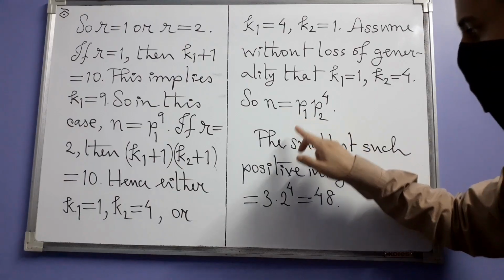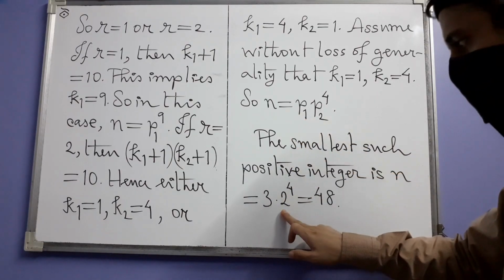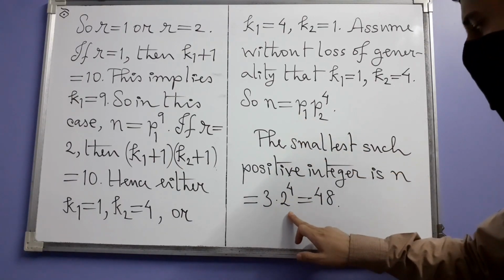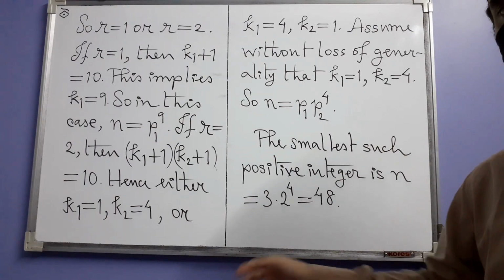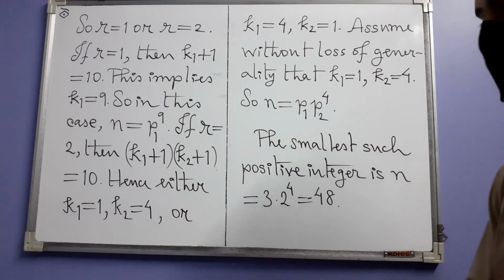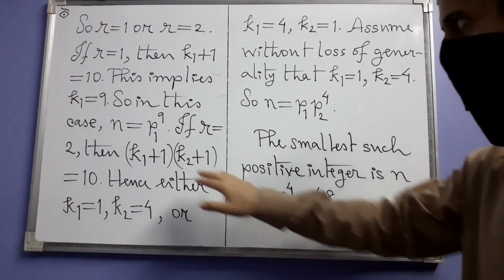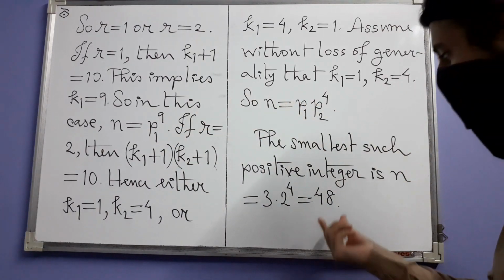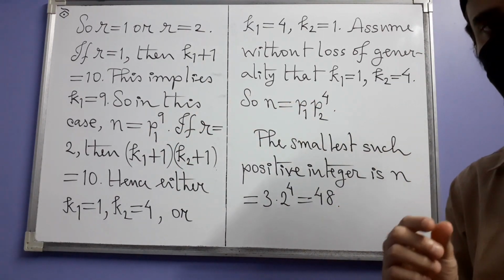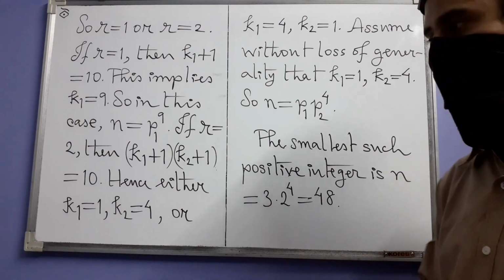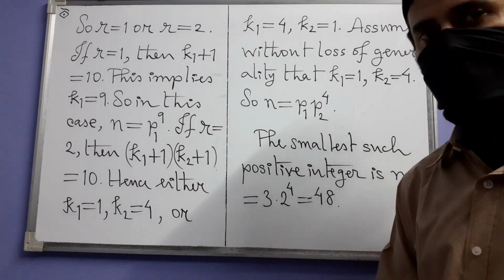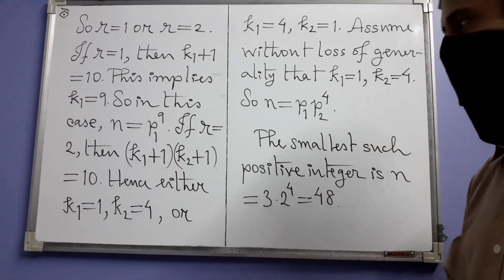Instead, if you take P1 equal to 3 and P2 equal to 2, then here you are getting 48, 3 times 16. So among all the possibilities that we get from these two cases, this is the smallest. So 48 is the smallest positive integer whose number of divisors is exactly 10. So this is part A.